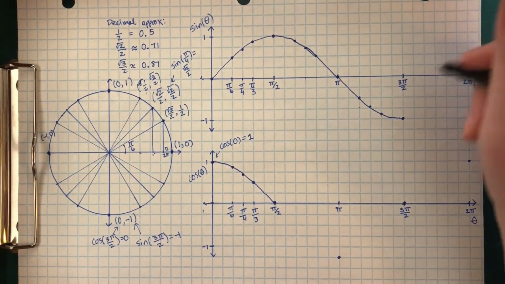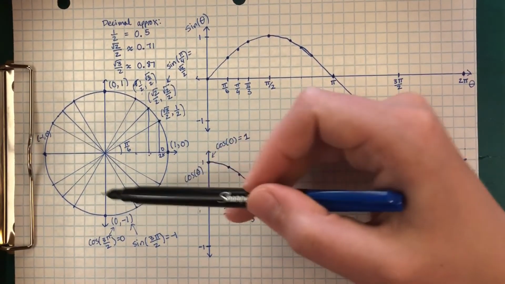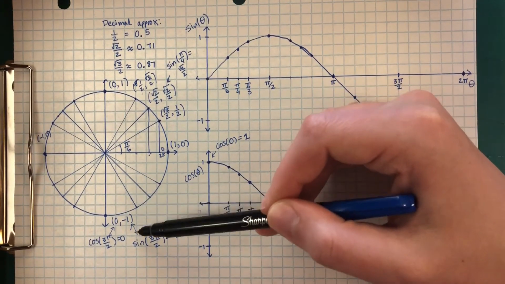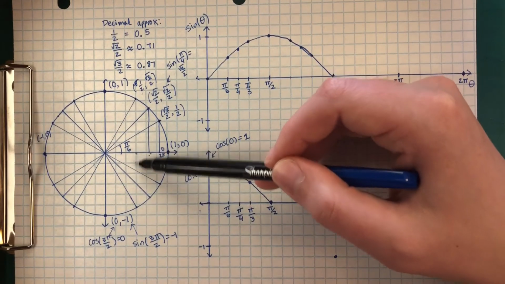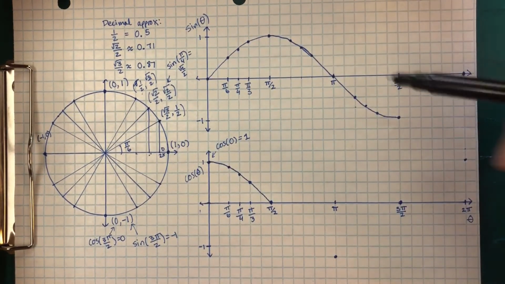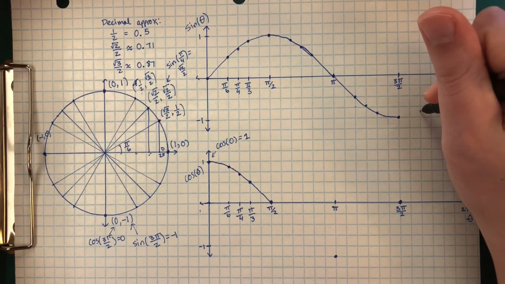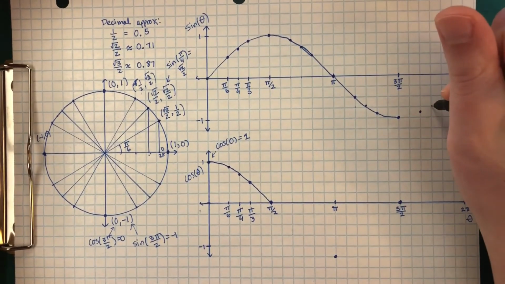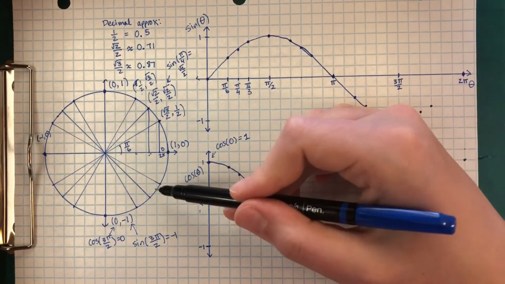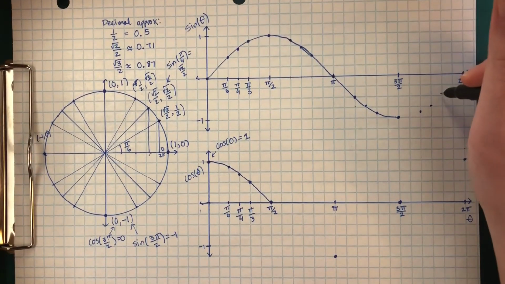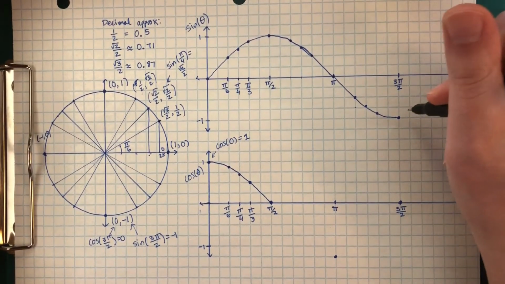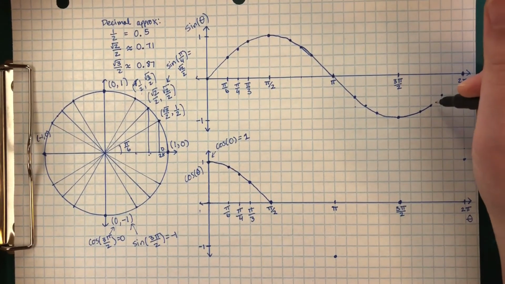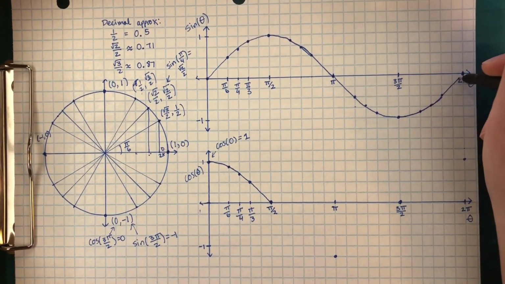And then this last one, quadrant 4. This angle, the sine, the y-coordinate is -0.87. The y-coordinate of this one is around -0.71. And the y-coordinate of this one is -1/2. And then we can connect this back up. Okay.